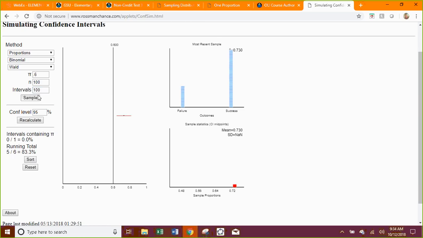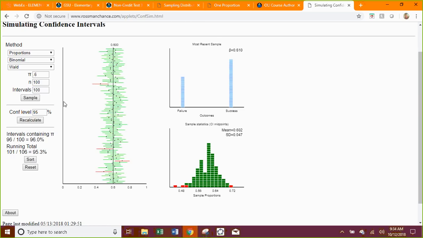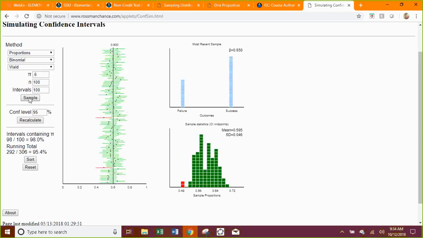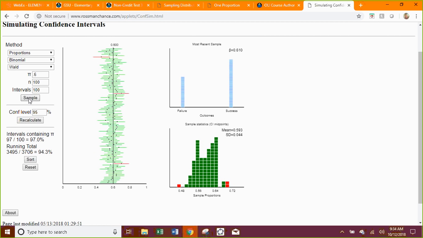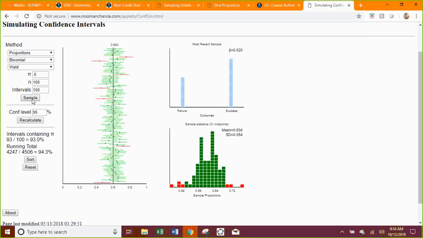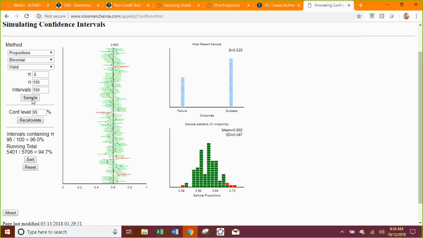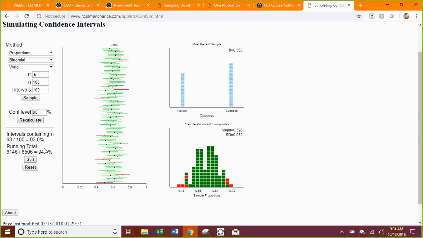And so, let's just do 100 intervals. So we've calculated 100 intervals right here. And if you look, let's just do it again. Let's just keep going. So you notice we still have some green, mostly green, some red. We've calculated 100 intervals. In this case, 97 of them contained the true value of the parameter. If you look at our running total, though, it's keeping track of every interval we've calculated. Let's just make it up to 4,000.